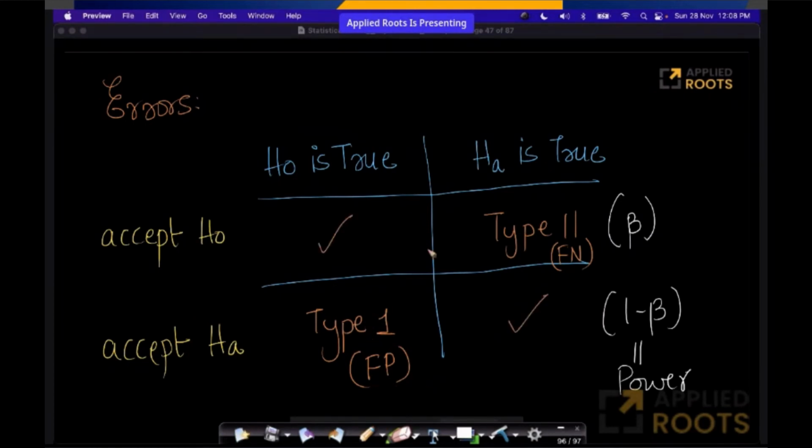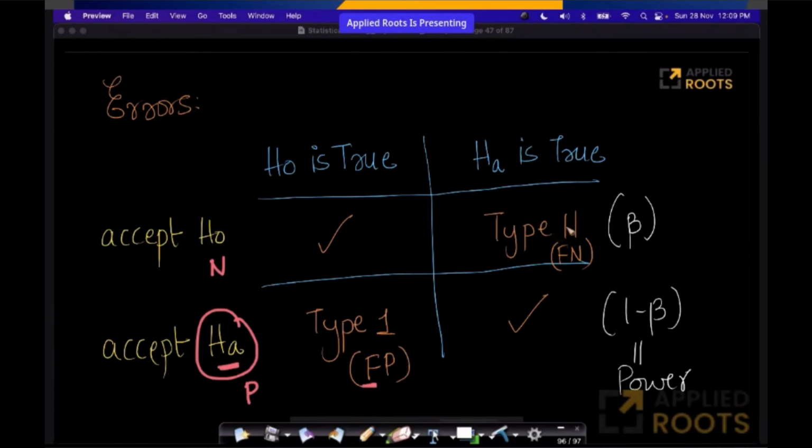Why are they called false positives? Because I am saying that we are accepting the null hypothesis. So accepting the null hypothesis is taken as positive. This is taken as negative. While I'm accepting the null hypothesis, what I've done is false and incorrect. That's why it's called false positive.